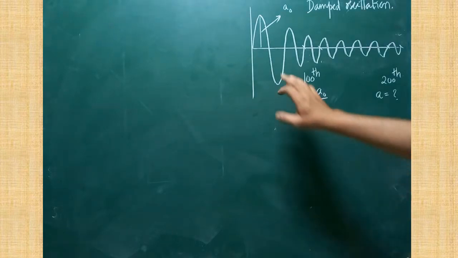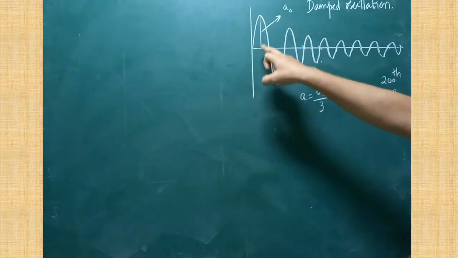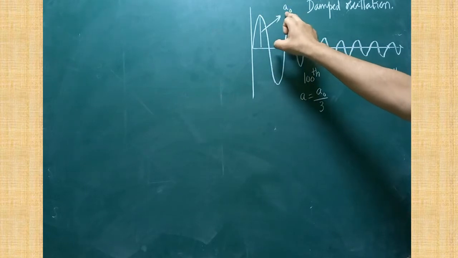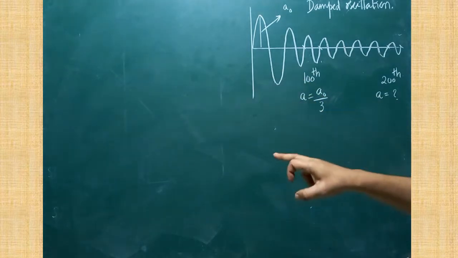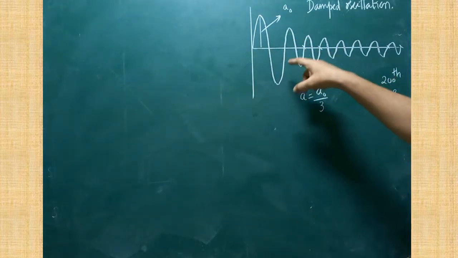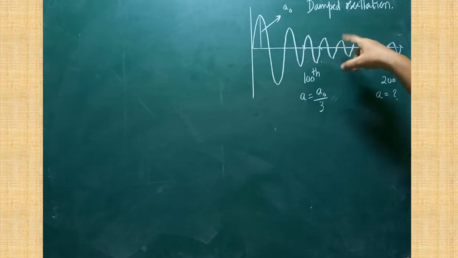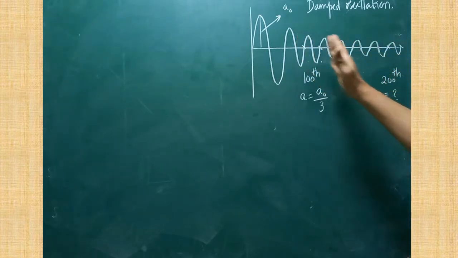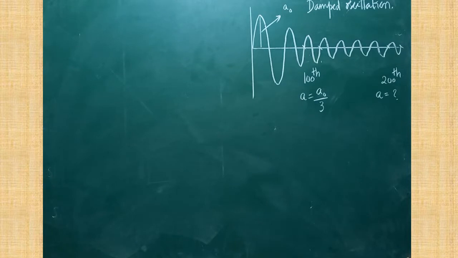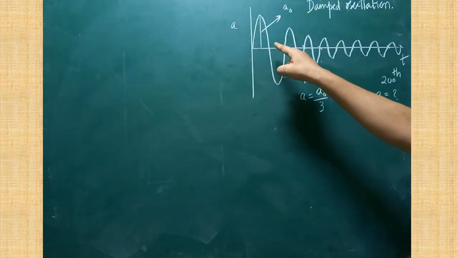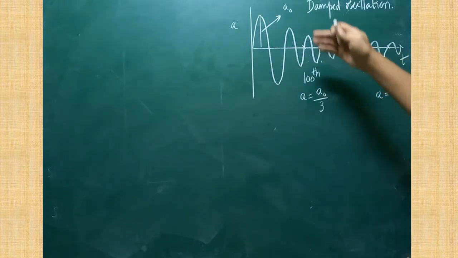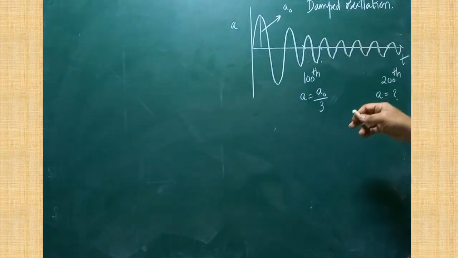Look here. Initially, the amplitude of the harmonic oscillator is A0. So A0 is nothing but the initial amplitude of the harmonic oscillator. Here I have drawn the oscillations in the form of a waveform. As time goes on increasing, the amplitude decreases due to damping forces. The graph is drawn between time and amplitude. Initially the amplitude is A0, and as time goes on, the amplitude decreases due to damping forces.